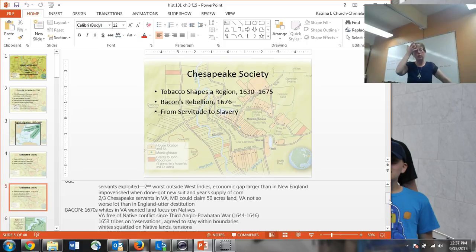So you had these whites in Virginia who wanted land, but who owned the land? Natives. Yep, the natives owned a lot of the land, and very little land was owned by indentured servants. But the wealthy landowners, okay, owned a good portion of the land, and they weren't selling the land. So if you wanted land, where'd you go? You went west, and the land out west was owned by the natives, right?